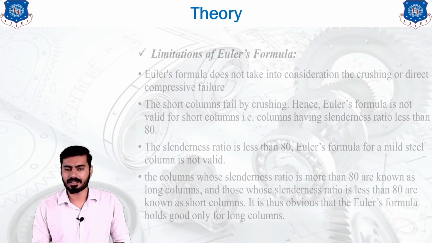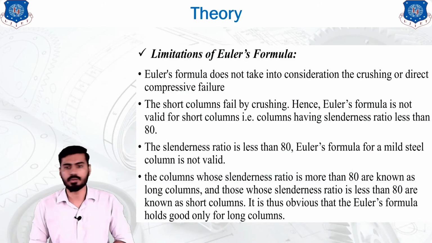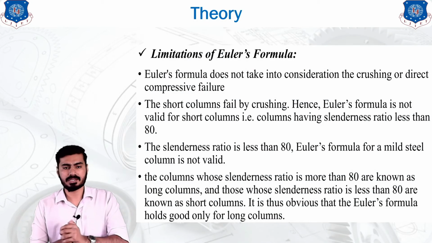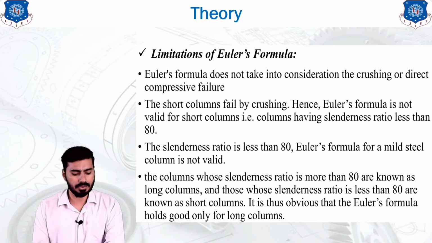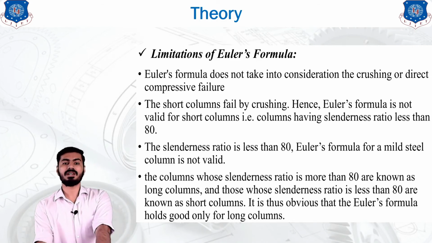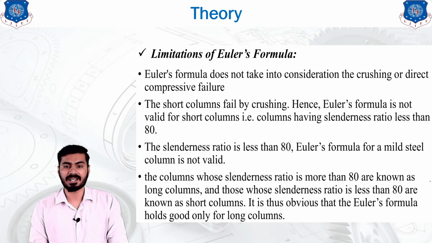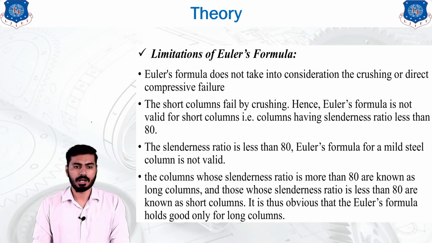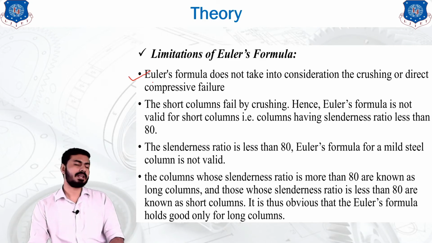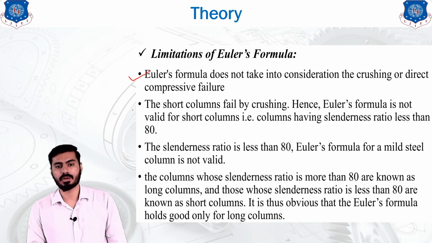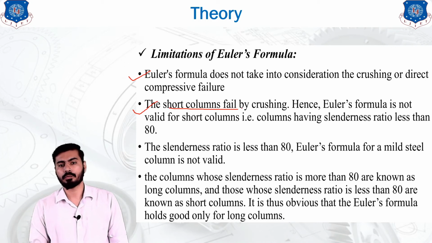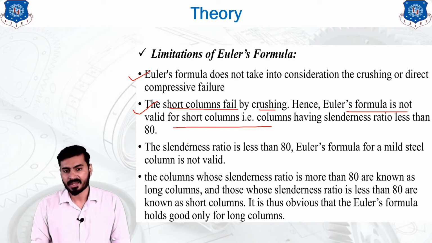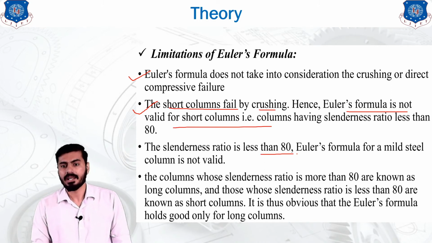So we will see another theory portion, the limitations of Euler's formula. What are the limitations which you need to keep in mind while using Euler's formula? Euler's formula does not take into consideration the crushing or the direct compressive failure. So crushing is not considered, we are considering only the bending, and that's why this is not applicable for the short column. A short column fails by crushing, and hence Euler's formula is not valid for the short column. For mild steel, Euler's formula is not valid for a slenderness ratio less than 80.